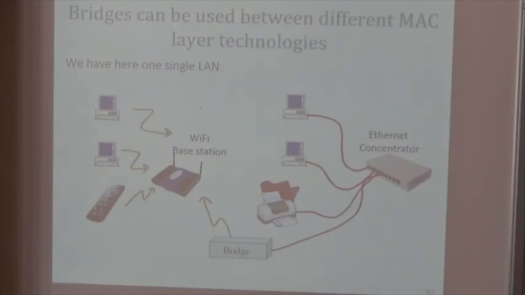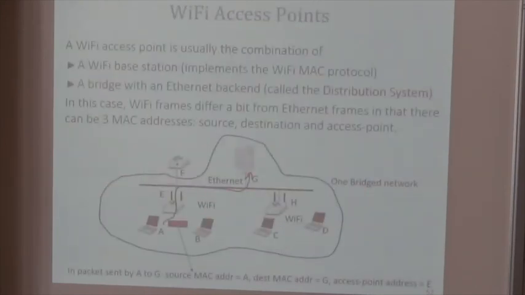Now, very often you can bridge, as I mentioned several times, between different MAC layer technologies. That's one of the virtues of bridging. For example, you can put a bridge between Wi-Fi and Ethernet here. Very often the bridge is in what is called the Wi-Fi base station, which has many Ethernet ports, so the bridge is integrated here. If it's not integrated, you can have a bridge that has a Wi-Fi antenna and is connected to here.